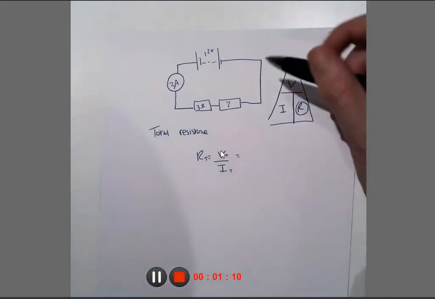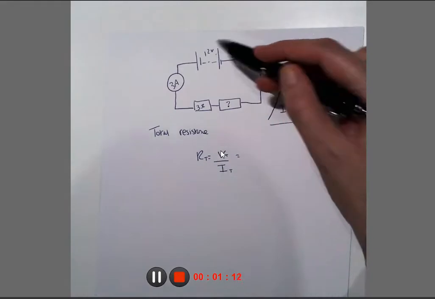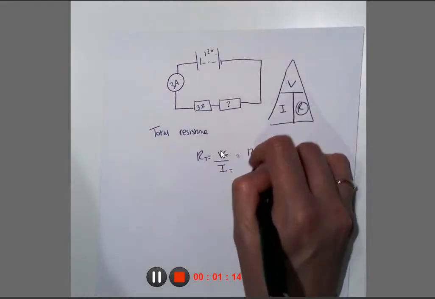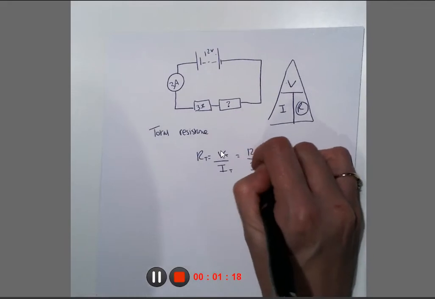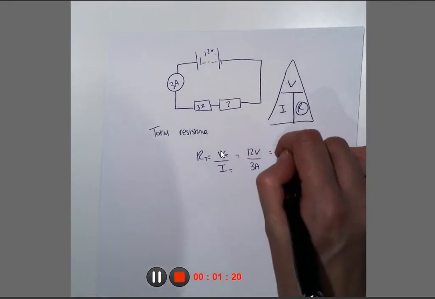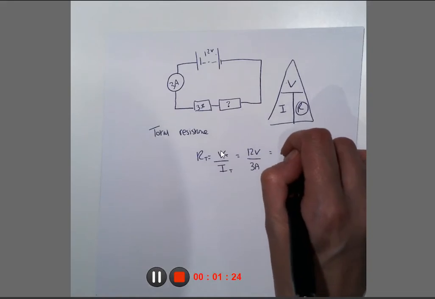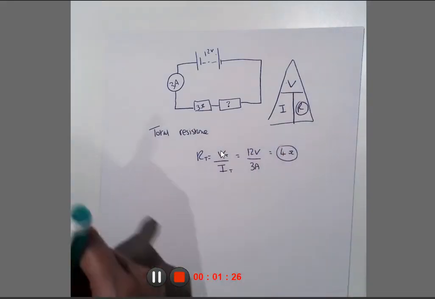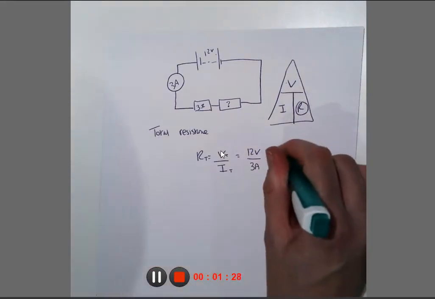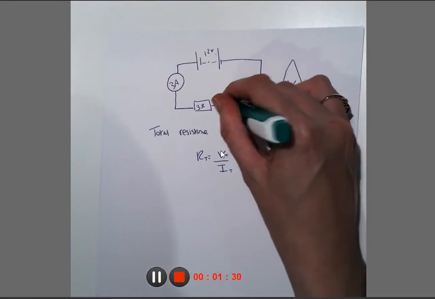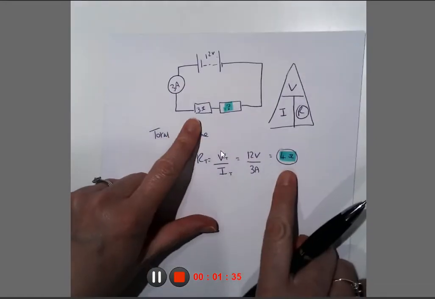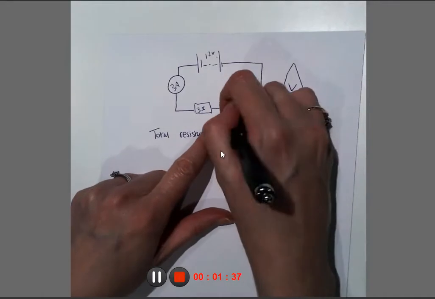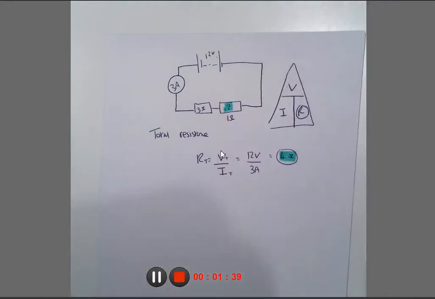Now the total potential difference is from the power supply here, so that's 12 volts, and the total current is in the ammeter, so that's 3 amps. So 12 divided by 3 is 4. So I know my total resistance is 4 ohms. So if I wanted to figure out the value of this one, I would know that my total is 4, the first one is 3, so that must make this one 1 ohm.